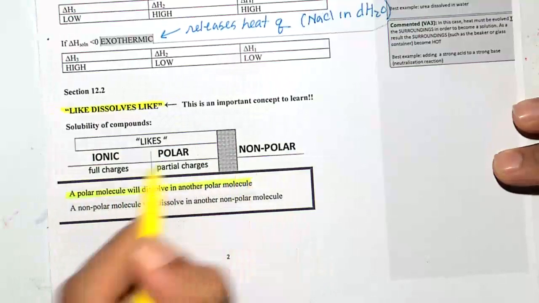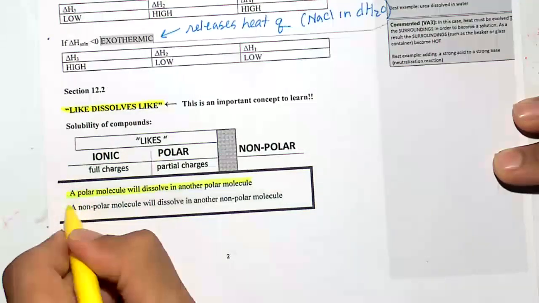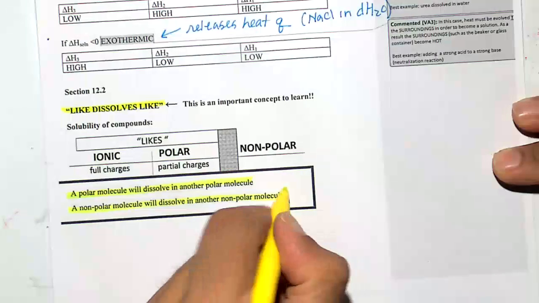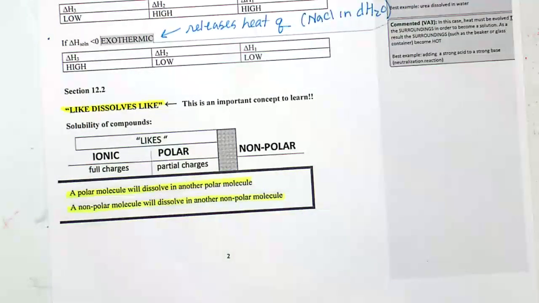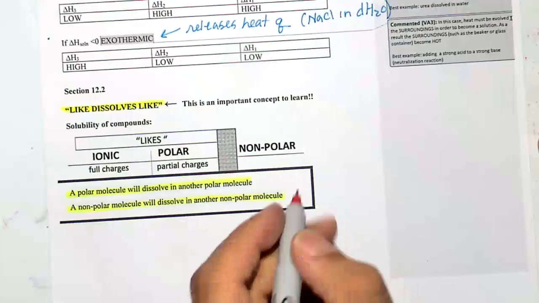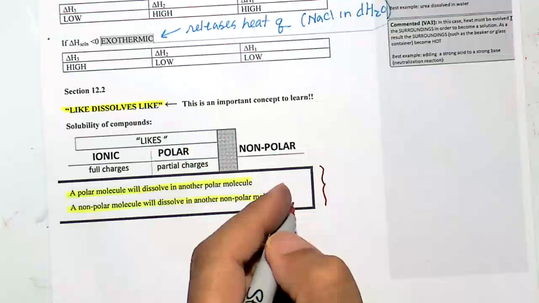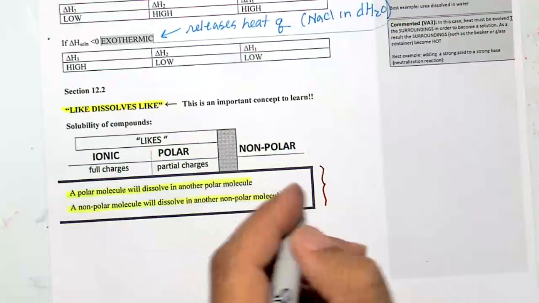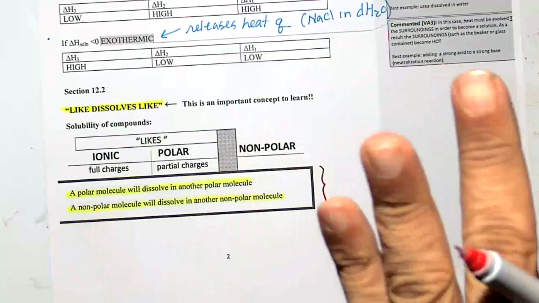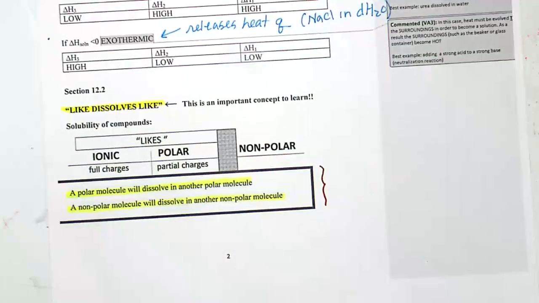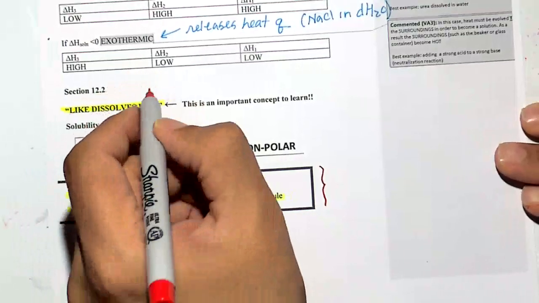A polar molecule will dissolve in another polar molecule. A nonpolar molecule will dissolve in a nonpolar molecule. So this is actually liquids with liquids. What we had here was a solid going into a liquid. So here, like dissolves like, is two liquids. Will they come together, or will they be like oil and water, come apart? So here this like dissolves like focuses on liquids.